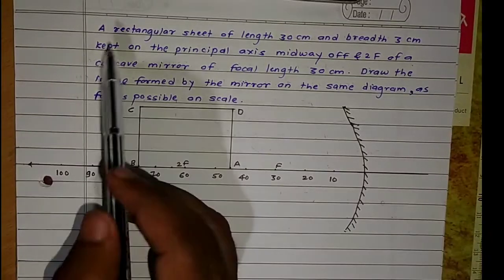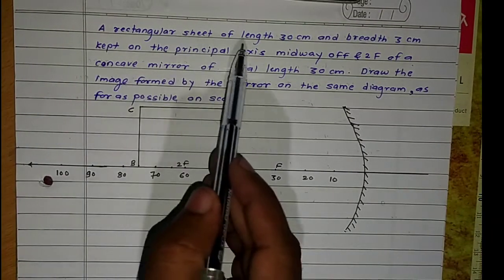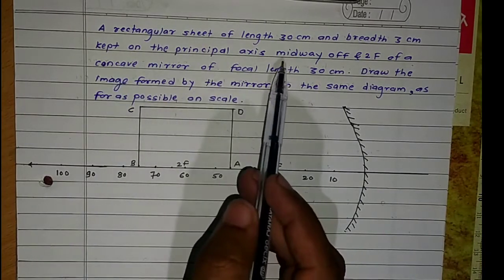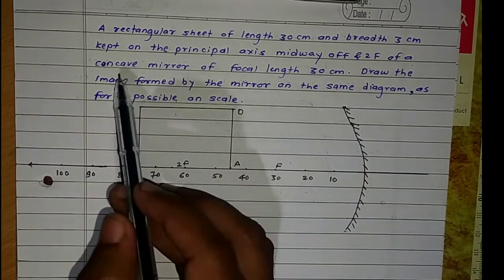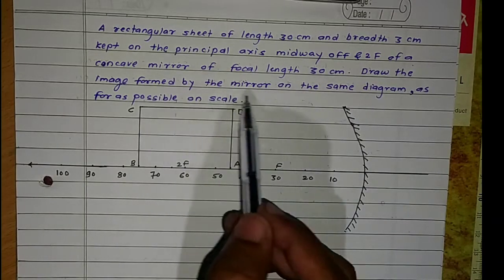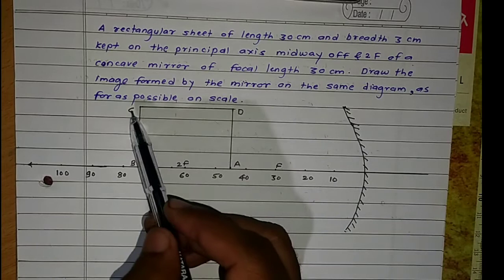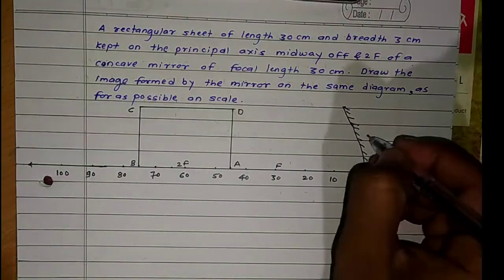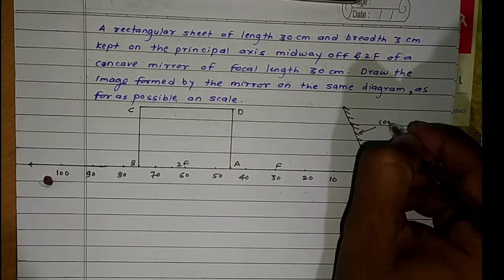Hello everyone. So see this problem: a rectangular sheet of length 30 centimeter and breadth 3 centimeter is kept on the principal axis midway between F and 2F of a concave mirror having a focal length of 30 centimeter. Draw the image formed by the mirror on the same diagram, as far as possible to scale. Okay, so see, here it is a concave mirror.